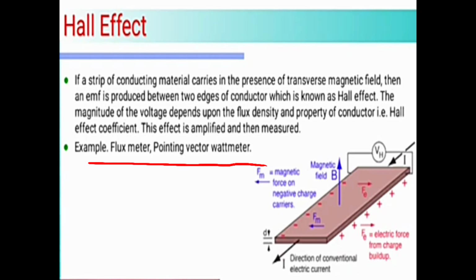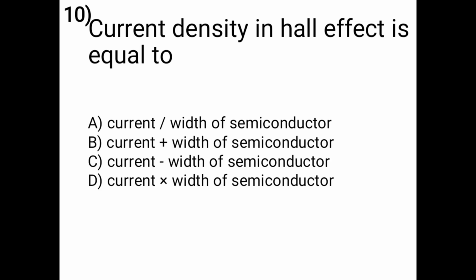So the next question is, current density in Hall effect is equal to what? Options: A is current by width of semiconductor, B is current plus width of semiconductor, C is current minus width of semiconductor, and D is current multiplied by width of semiconductor. So the correct answer is option A, current per width of semiconductor. Current density in Hall effect is equal to current per width of semiconductor.